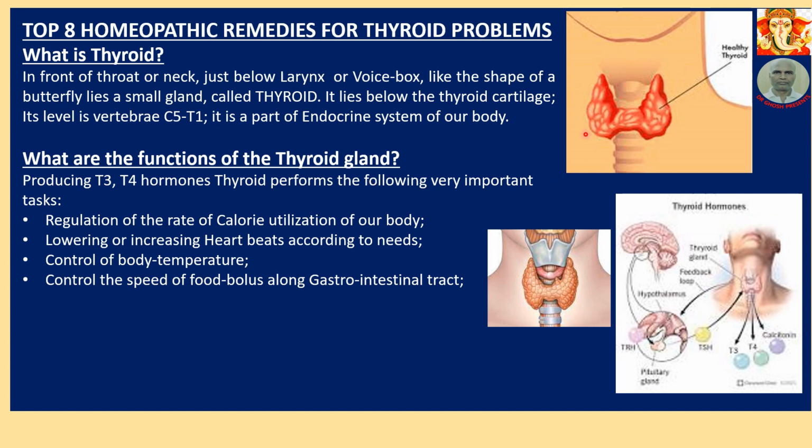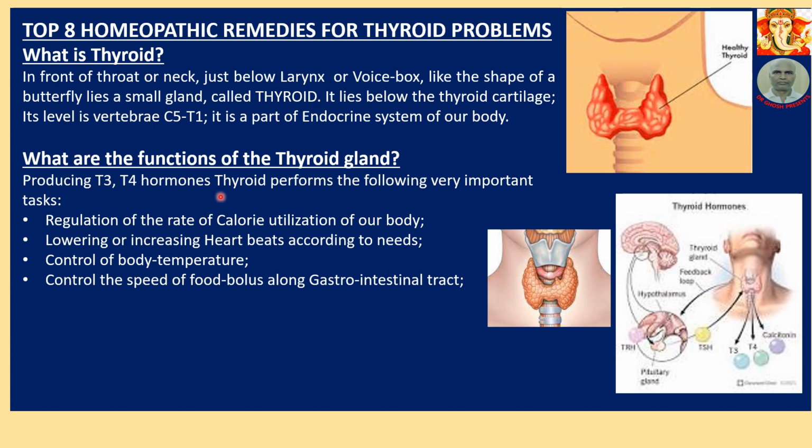This is thyroid. Also this is the true thyroid, because this is a drawn picture. This is the actual picture because this is the person's body. This cartilage is called thyroid cartilage. In front of and below this thyroid cartilage lies the thyroid gland.